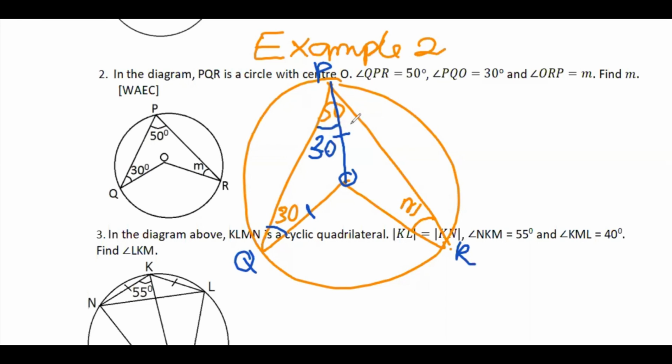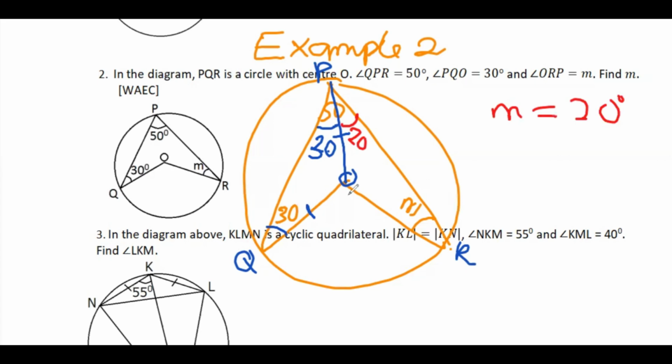Since the whole angle is 50, you subtract this 30 from 50 to have the remaining angle here, which will be 20. Also, if you look at the second triangle, if this is 20, this one too is 20. That means M equals 20 degrees. I advise every candidate to first analyze the diagram. Once you have the answer, then you explain through.